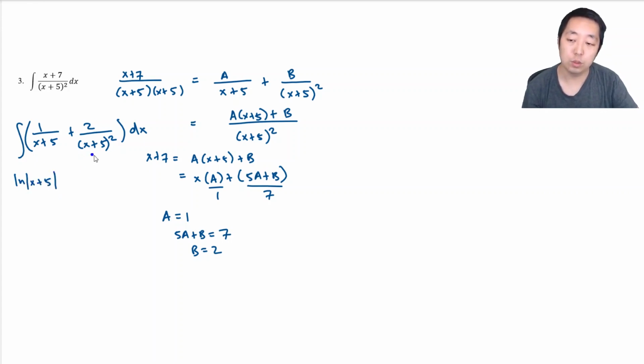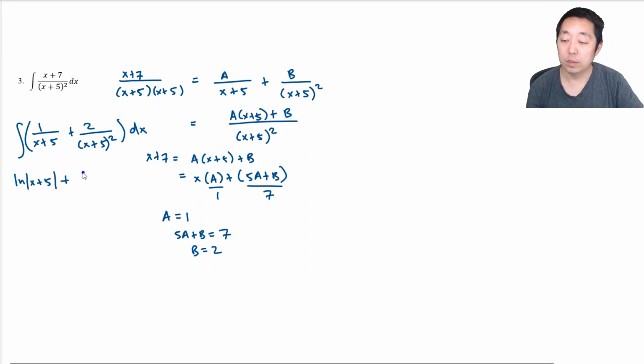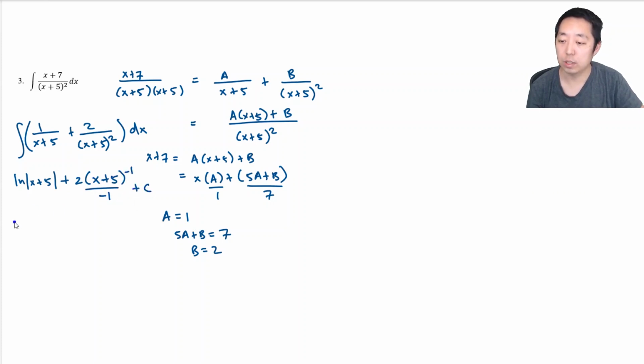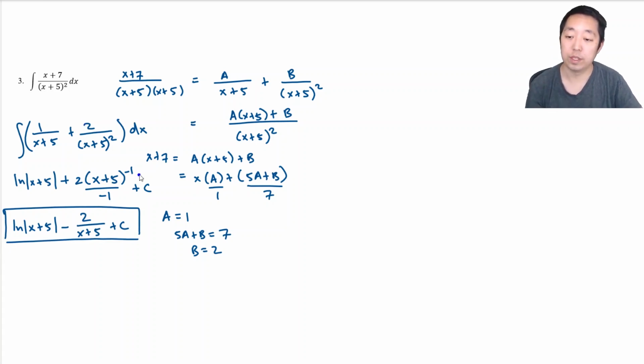Okay. Now, this one is natural log. This one, if you think about it and you do u substitution, this is really 2 times (x + 5) to the -2. And so this one I would write as 2(x + 5)^-1 divided by -1 plus c. And so this would be ln|x + 5| - 2/(x + 5) + c. Because if I took the derivative of this one, hopefully you'll see that you'll just get this term here. The derivative of this, I would just have -2/(x + 5)^2.